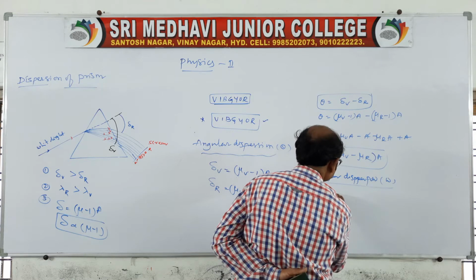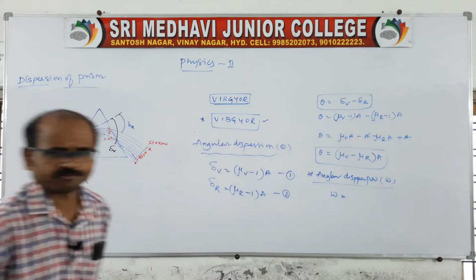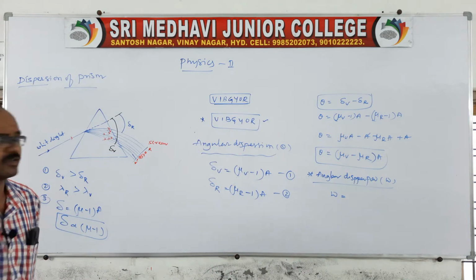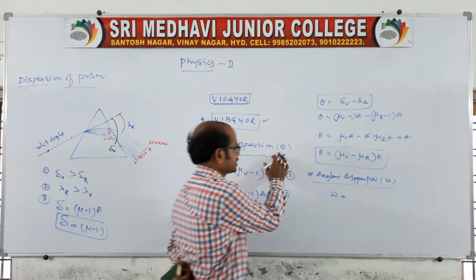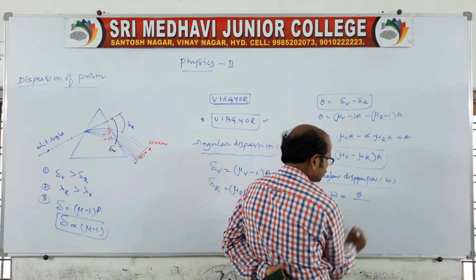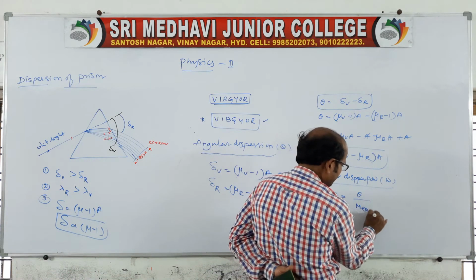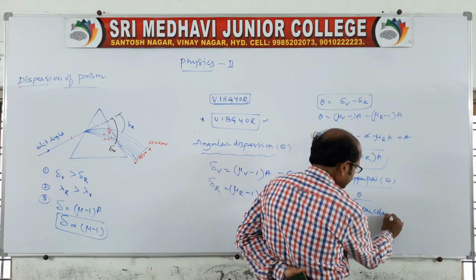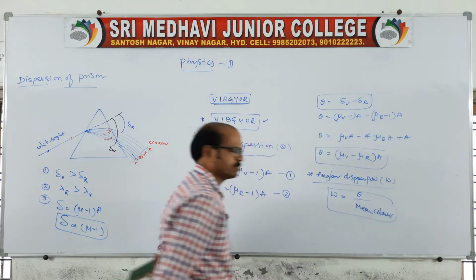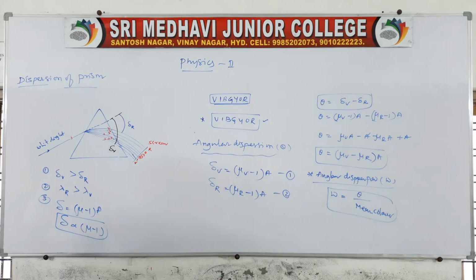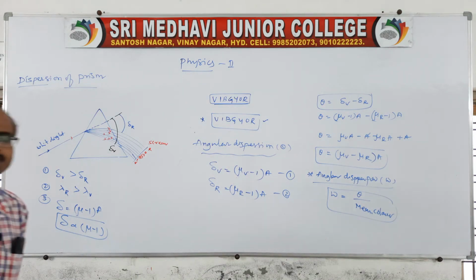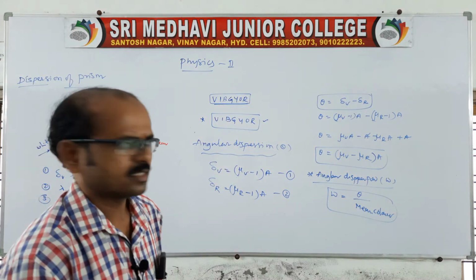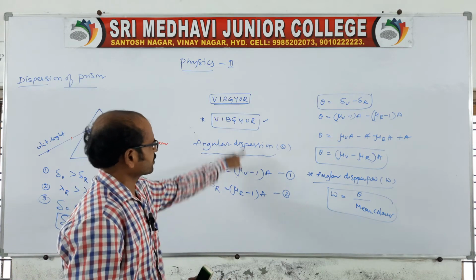That omega is defined as the ratio of the angular dispersion of any two colors to their mean color. Their mean color we can call the angular dispersion power. Dispersive power is omega. So we can define it as the ratio of the angular dispersion of any two extreme colors.